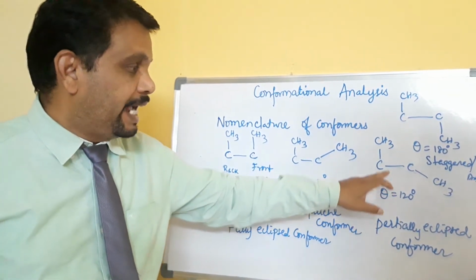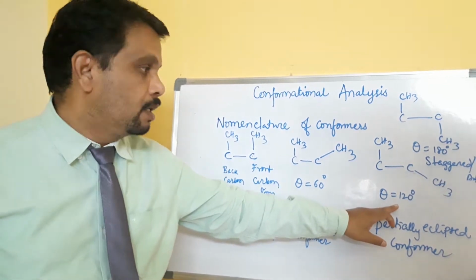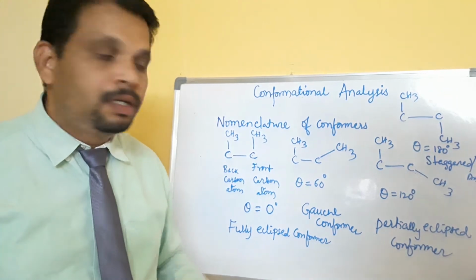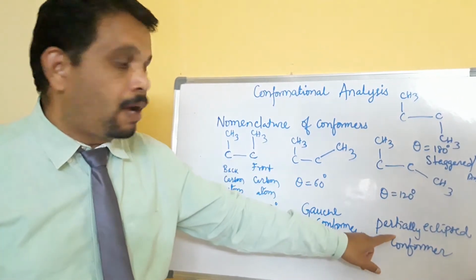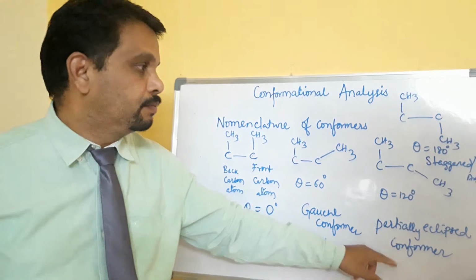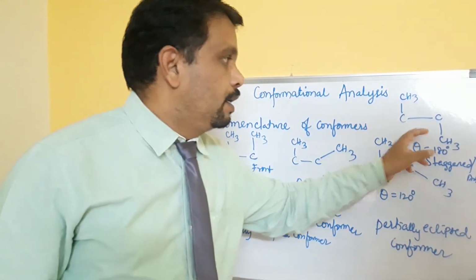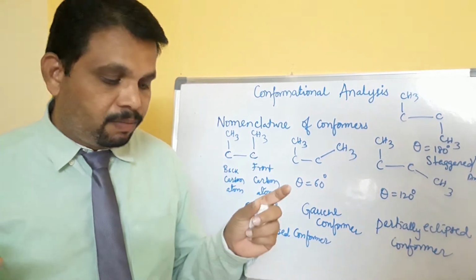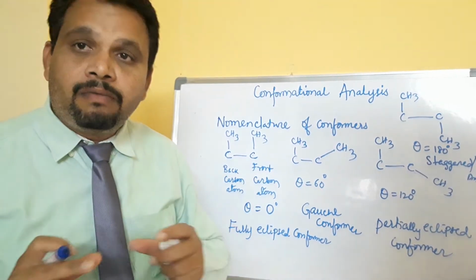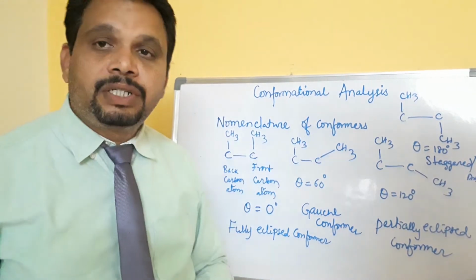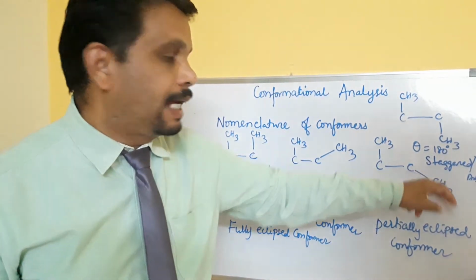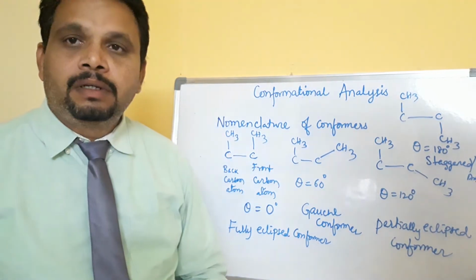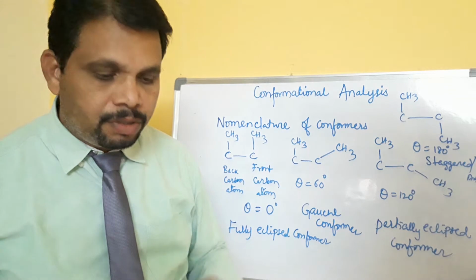If the dihedral angle is 120 degrees, that means if you rotate that C-C single bond 120 degrees, then you will get a partially eclipsed conformer. Finally, if there is a rotation about the C-C single bond of 180 degrees, then you will get a staggered or anti-conformer. So these are the four types of conformers you should know.